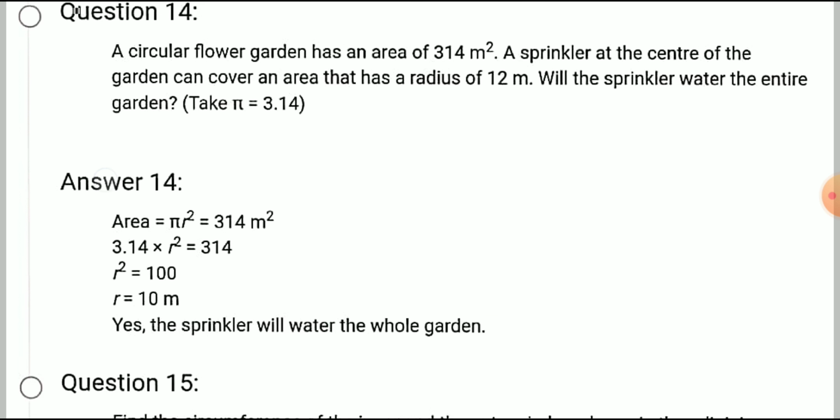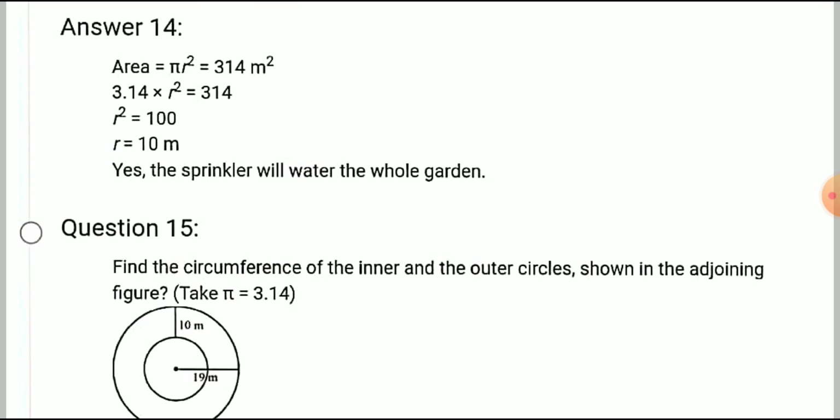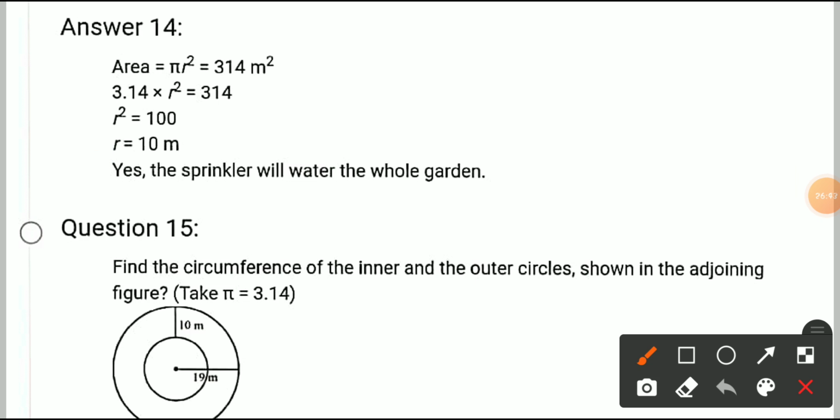Next, find the circumference of the inner and the outer circle shown in the adjoining figure. Okay, circumference of the outer circle is very easy. How can you calculate? 3.14 multiply by 2 multiply by 19. Multiply this and you will get the answer.